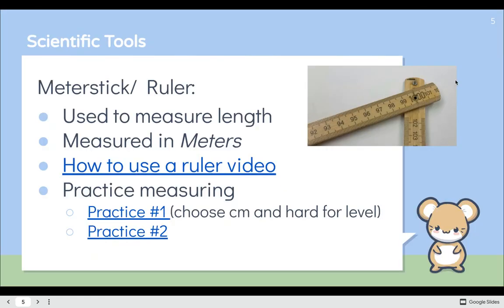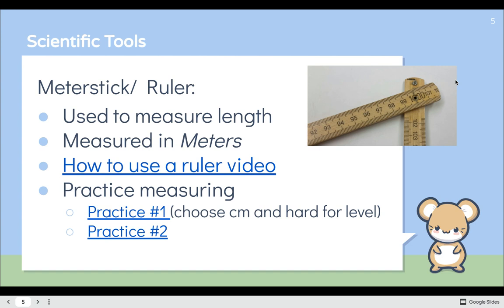All right. So that gave a little bit of background on how the metric system came to be, and that every place in the world uses a metric system except the United States and a few other countries. And that's why we use it in science class. All right. We're on to the tools that we will use.